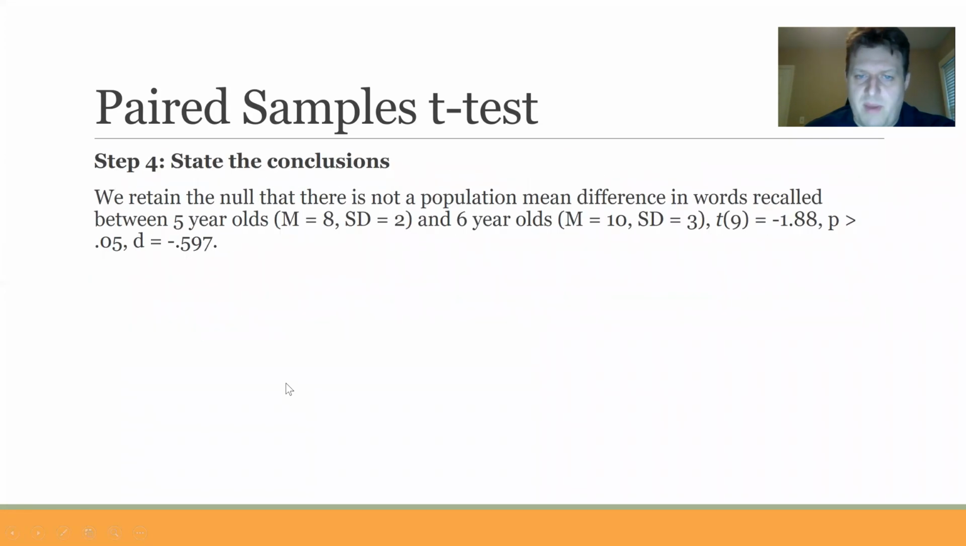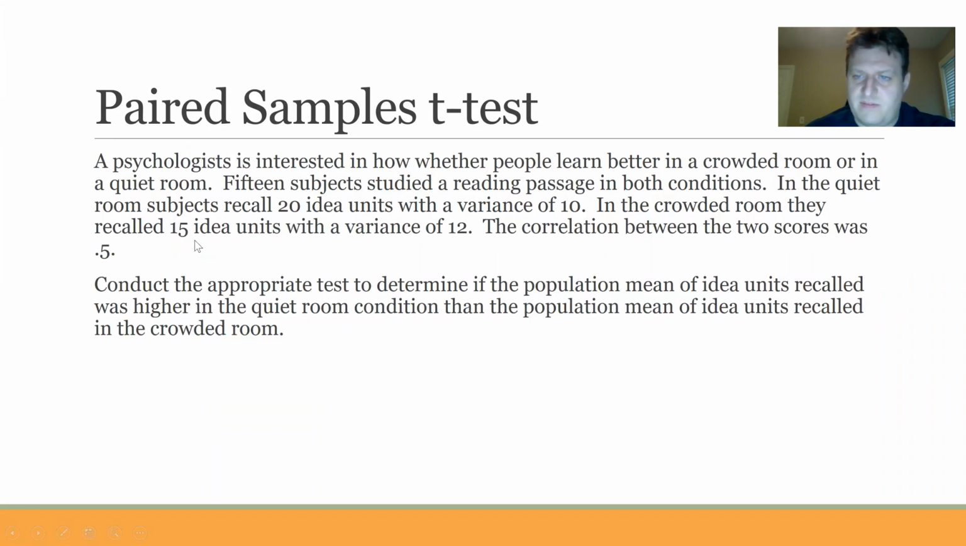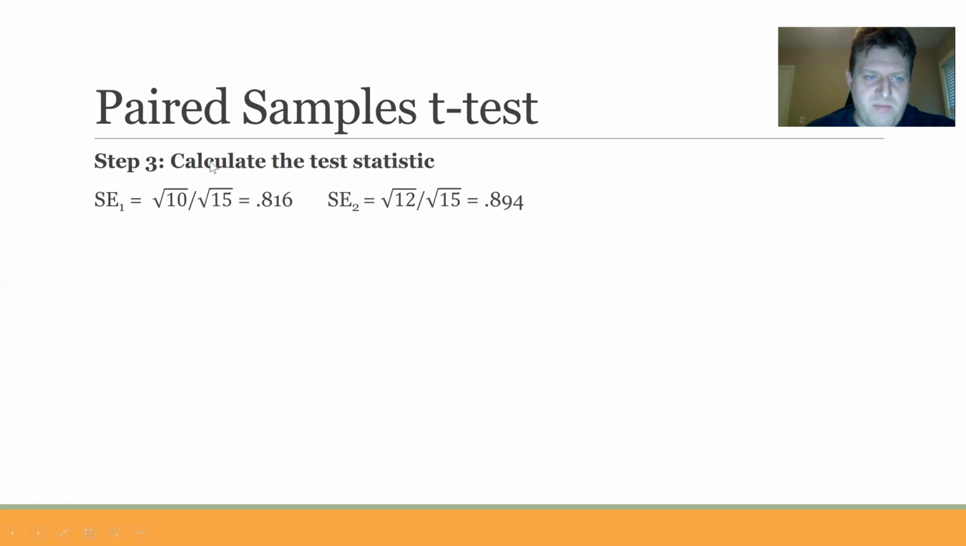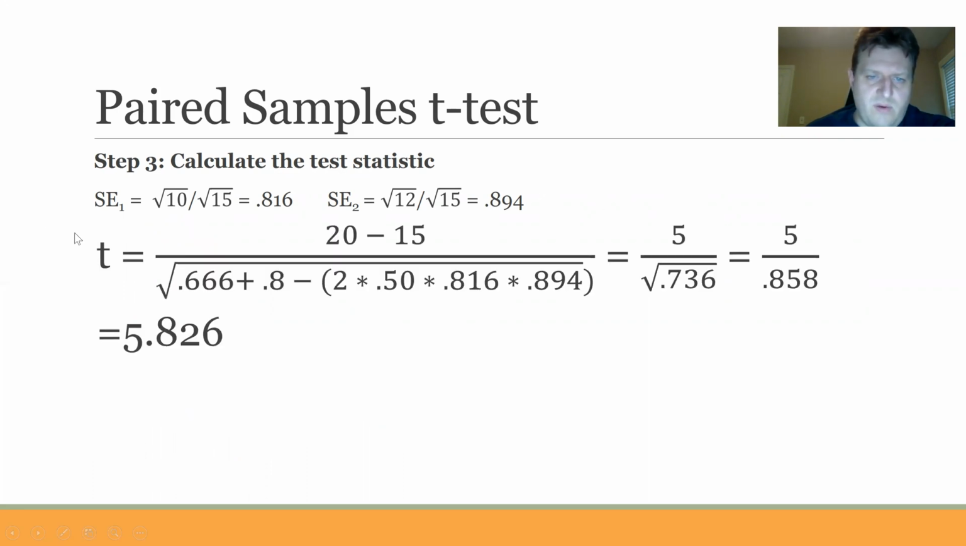Our degrees of freedom is equal to 15. I think in the problem I mentioned that we had 15 subjects. Yeah, there it is. So 15 minus 1 equals 14. And the critical t, or the t critical, is equal to positive 1.76. And I looked that up in my table. So now let's do some math. I am going to calculate my standard errors. I've got those here. All right.